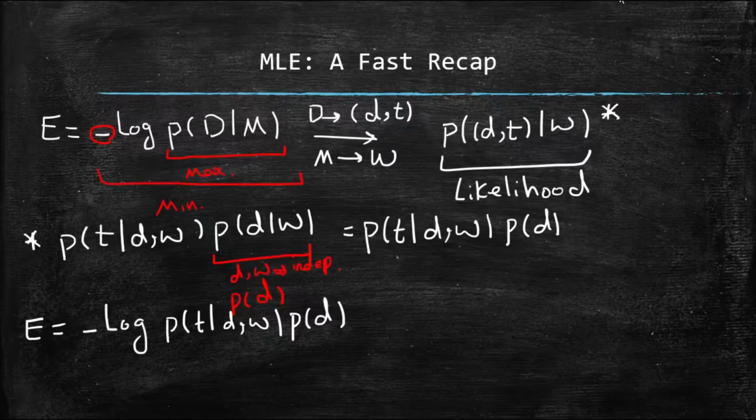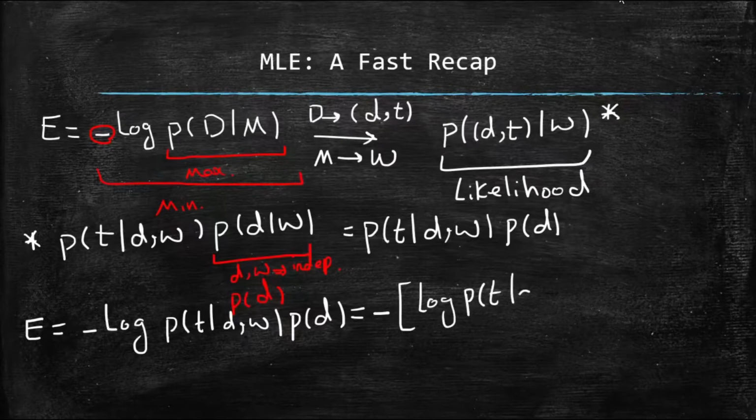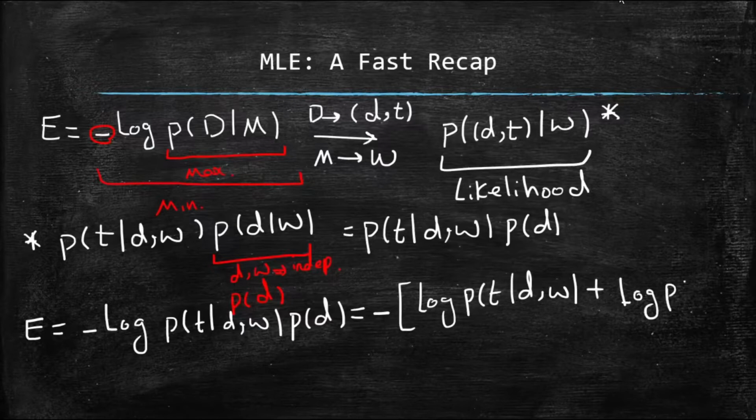Now, if I want to distribute the log among the two terms, if you remember, the log of a multiplication is the sum of the logs of each one of the terms. So basically, if I keep the minus out, I would have the log of probability of target value given my observation and w plus the log of the probability of my observation, right?